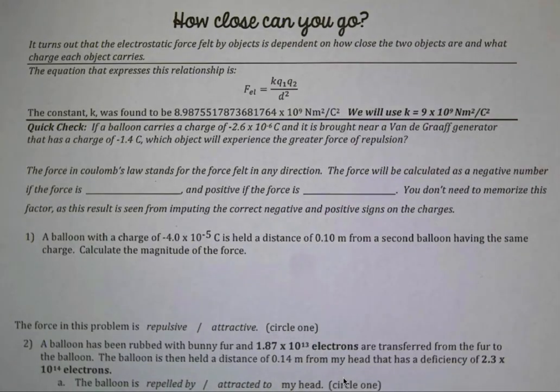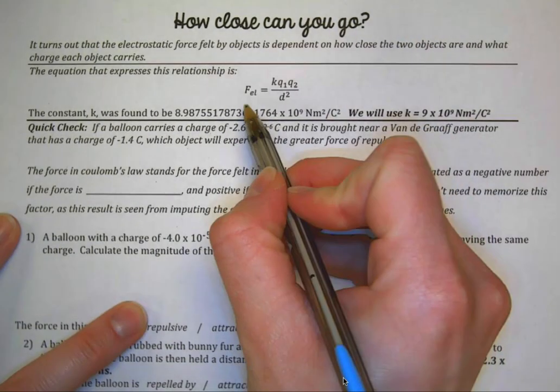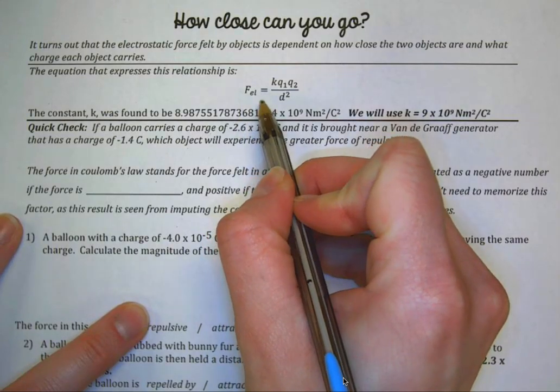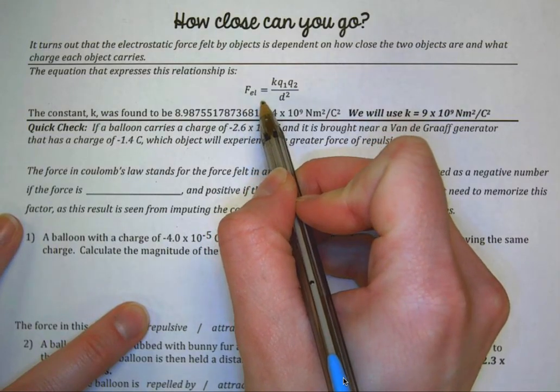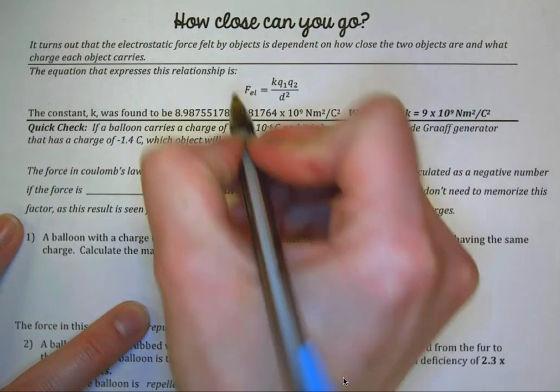Okay, there are a few things that we want to go over when we're talking about something called Coulomb's law, and the title, How Close Can You Go? So it turns out that the electrostatic force felt by the objects is dependent upon how close the two objects are and what charge each object carries. The equation that we use for this is F_EL equals k Q1 times Q2 divided by d squared.